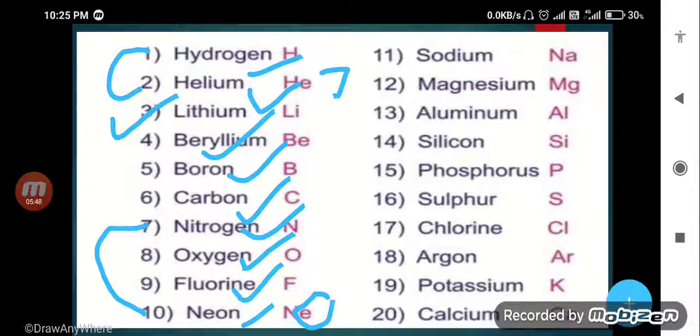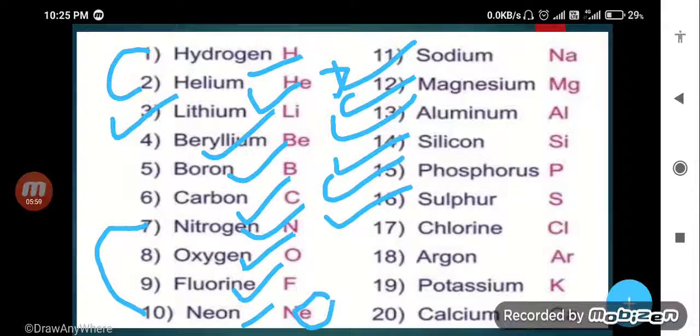Similarly, you can see in the case of sodium, atomic number is 11, then magnesium, aluminum, silicon, phosphorus, sulfur, chlorine, argon, potassium and calcium.